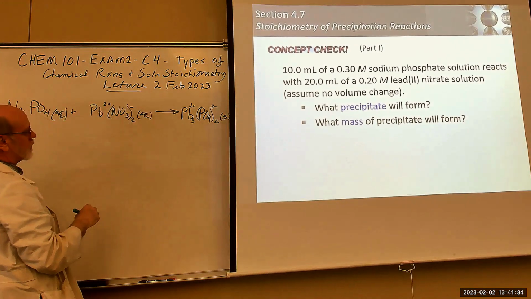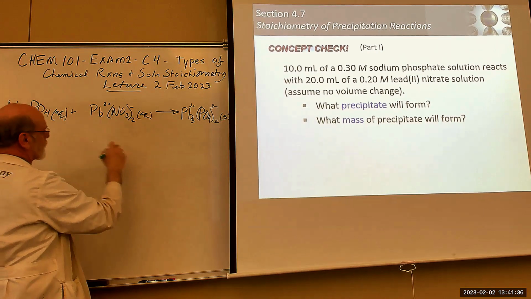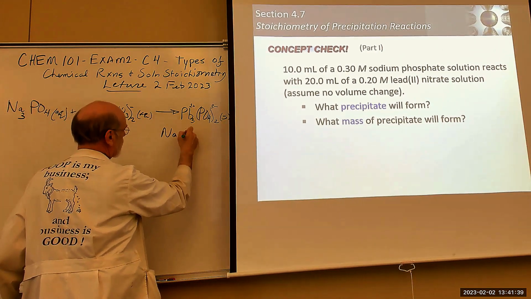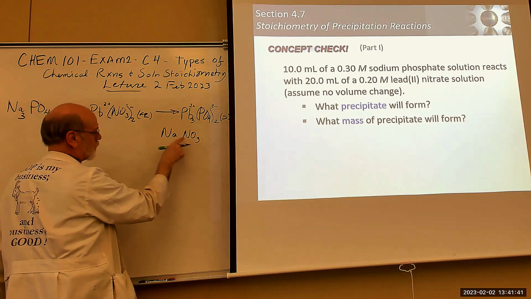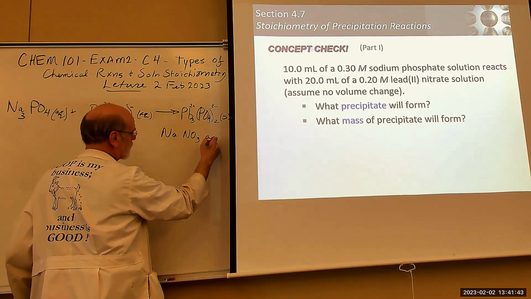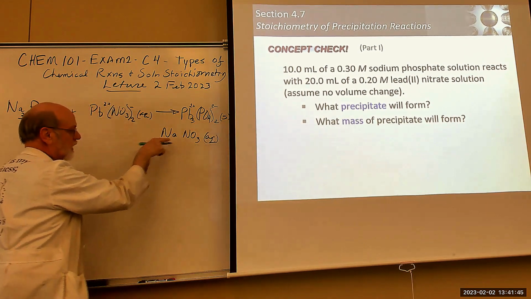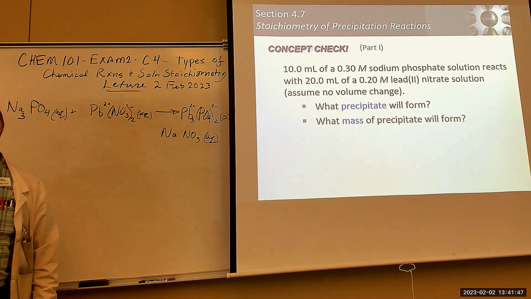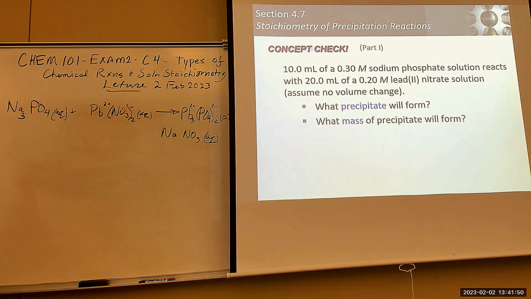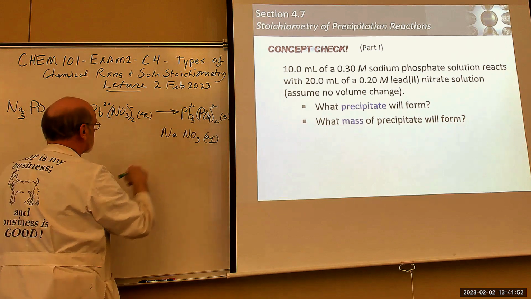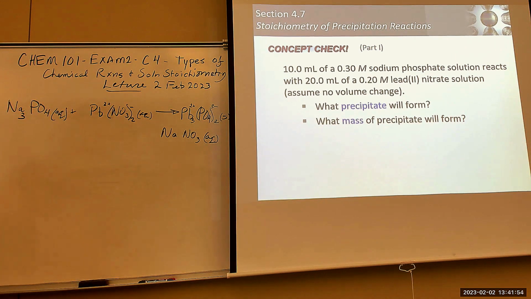And then we have what's left over: sodium nitrate. And remember, that's a -1, that's a +1, we're good. All nitrates are soluble. Plus, all alkali metals are soluble too. So now we got our solid. We need to balance the equation.